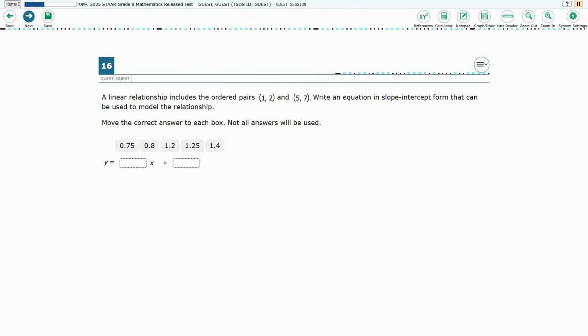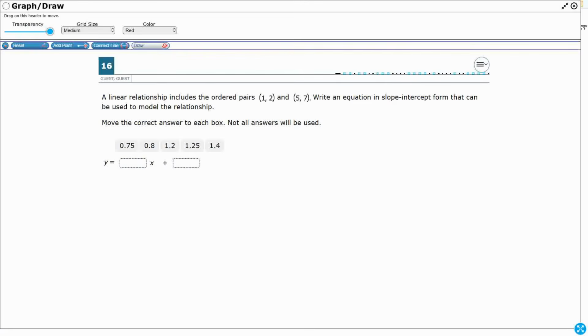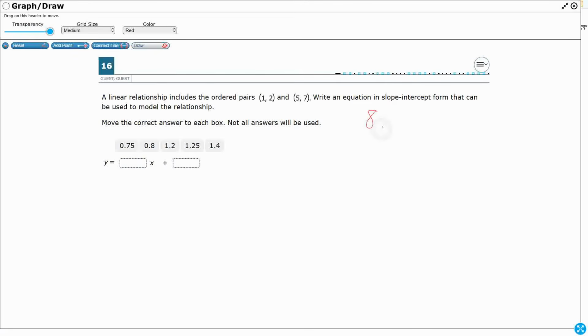Number 16, we are modeling slope-intercept form. This is 8.5i. And as you can see, we've got a drag and drop 2-point problem. And so what do we have here? Well, we have a linear relationship. We've got two ordered pairs, nothing visually for us though. And we need to write a slope-intercept form that can model this relationship. So y equals blank x plus blank. Right, our slope-intercept form is y equals mx plus b. And neither of those has an x of 0, so we can't get the y-intercept immediately.